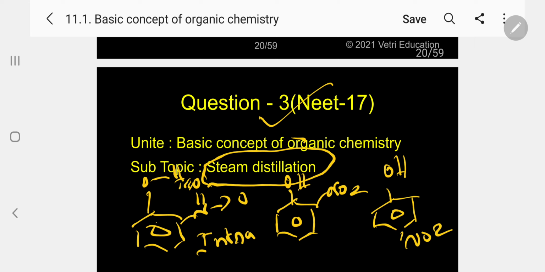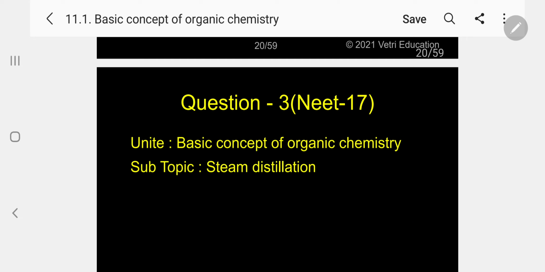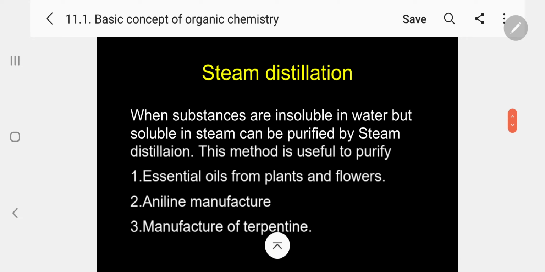Intramolecular hydrogen bonding. But this one, paranitrophenol, cannot form intra. It will form intermolecular hydrogen bonding. But we have studied already, generally, molecules having intermolecular hydrogen bonding will have high melting and boiling point, whereas intramolecular will have low melting and boiling point, that is, highly volatile. So based on this only, we can use steam distillation to separate orthonitrophenol and paranitrophenol.